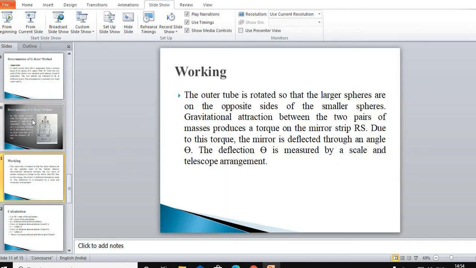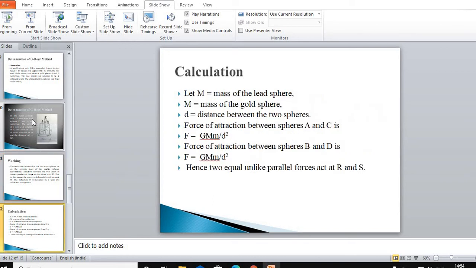The outer tube is rotated so that the larger spheres are on the opposite sides of the smaller spheres. Gravitational attraction between the two pairs of masses produces a torque on the mirror strip RS. Due to this torque, the mirror is deflected through an angle theta. The deflection theta is measured by a scale and telescope arrangement.